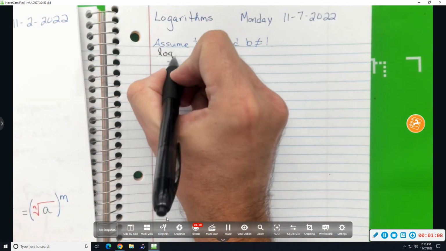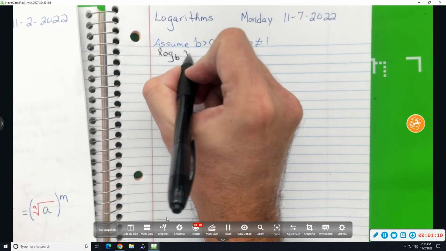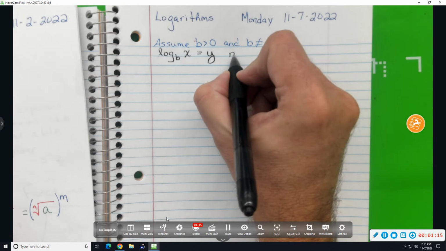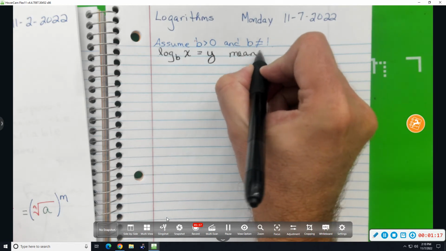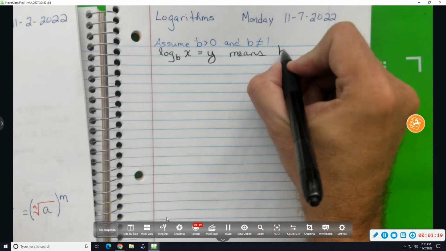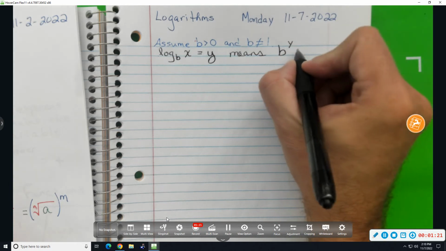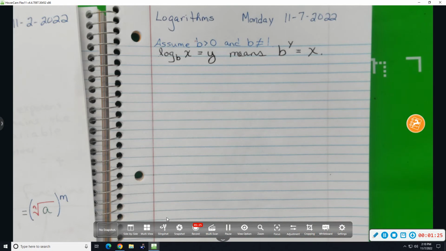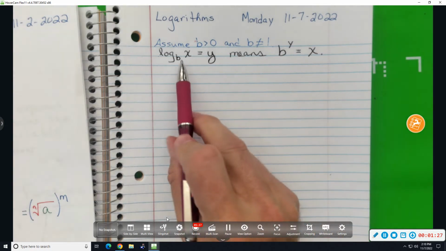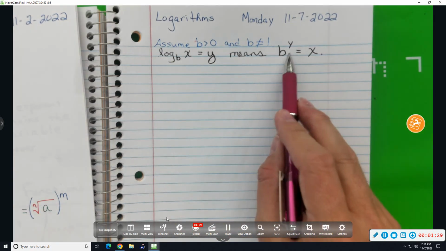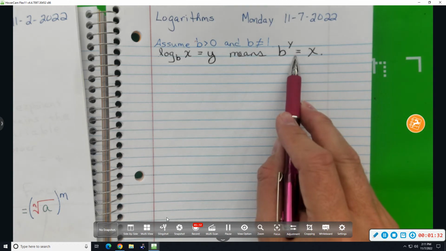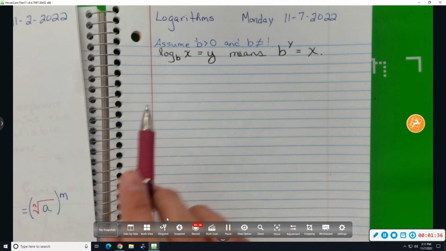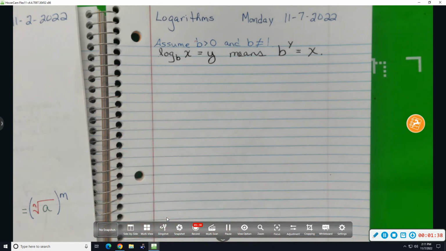Log base b of x equals y means b to the y power is x. Logarithms are inverses of the exponential functions. We've already defined what we mean by inverse functions. That's where they switch x and y.